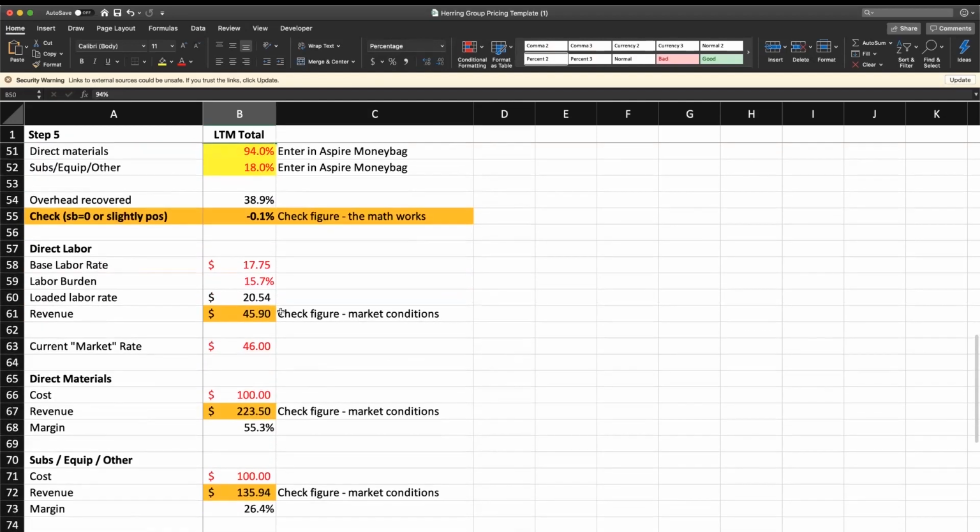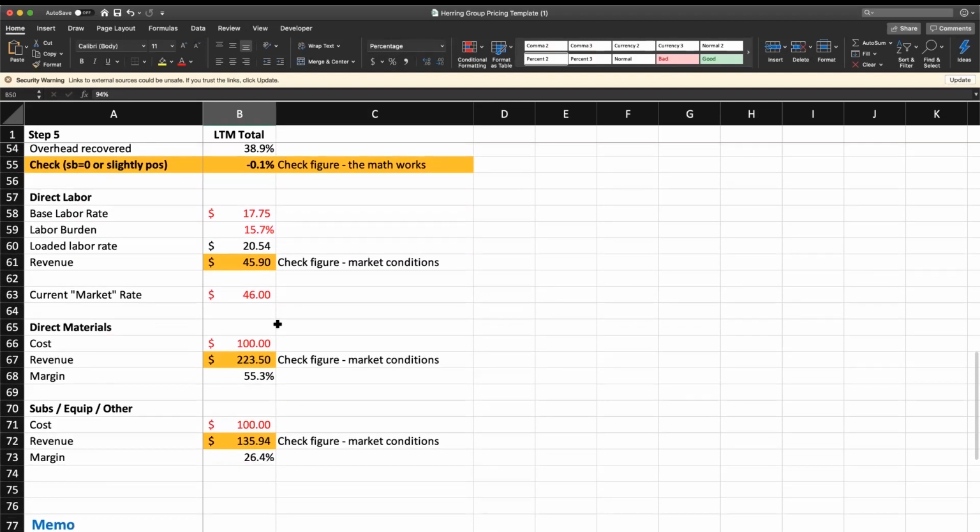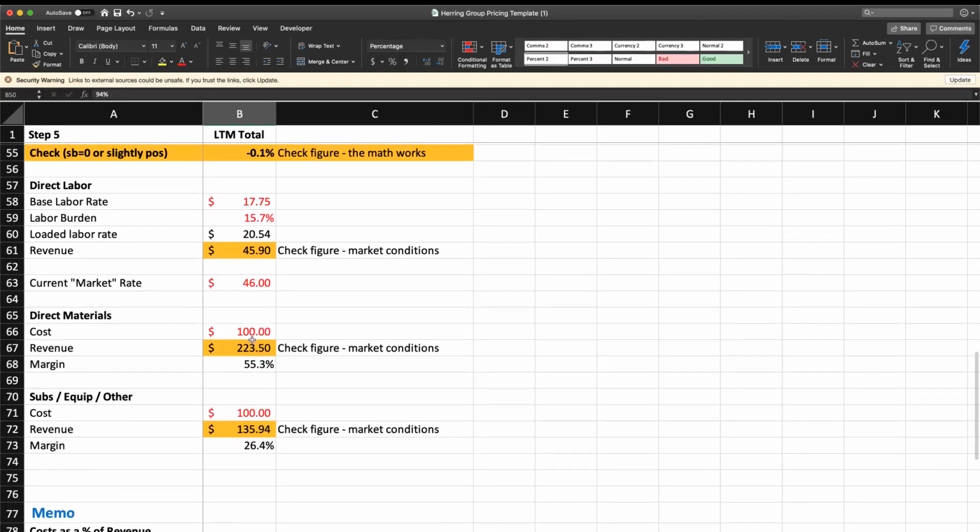We also have, again, this is a spreadsheet that you can download. We also have this cost of materials, right? What's $100? What are we going to sell $100 of materials for? And based on these formulas, it would be $223.50, which would give us a 55% margin on materials. And what are we going to sell $100 of subs or equipment rental for? We're going to sell it for $136, which is a 26% margin.